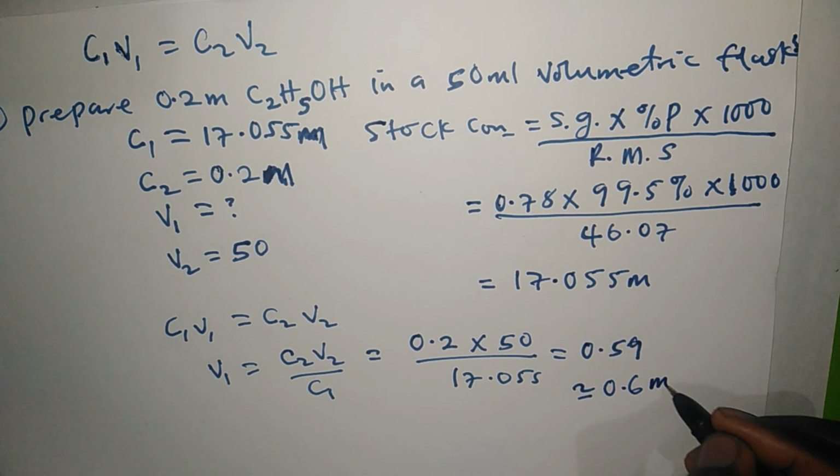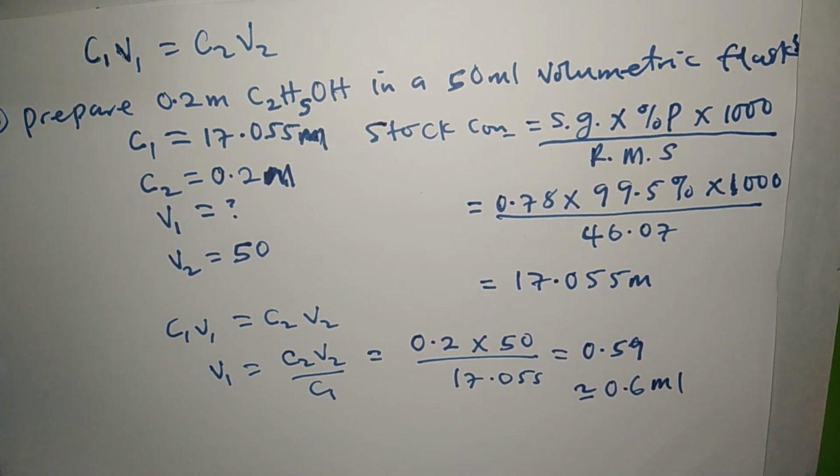0.6 ml. Therefore, what this tells you is that you use your beaker and measure 0.6 ml of ethanol from the ethanol bottle. Then you pour it into a volumetric flask containing water, and then you top it up with water to the mark. The water should be distilled water. With this, I hope you will be able to make a stock solution for both acidic and basic.